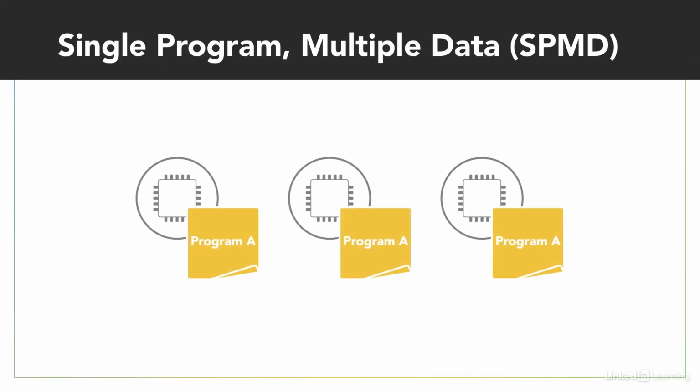In the SPMD model, multiple processing units are executing a copy of the same single program simultaneously. However, they can each use different data. That might sound a lot like the SIMD architecture from earlier, but it's different because although each processor is executing the same program, they do not have to be executing the same instruction at the same time.